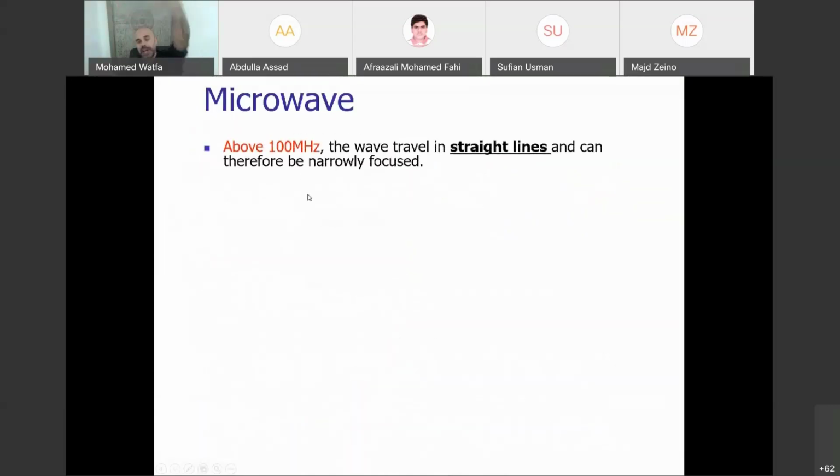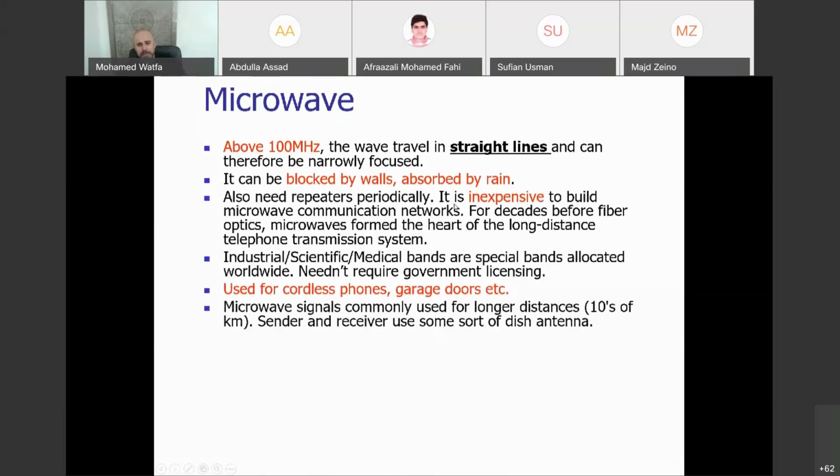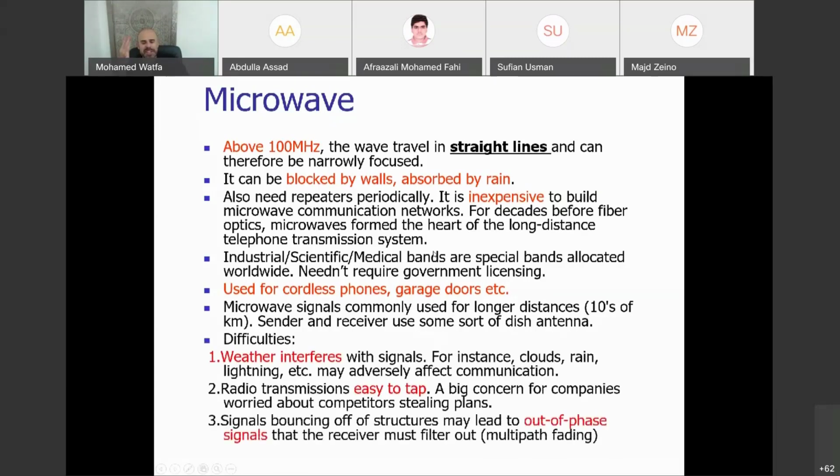So microwave is typically an upgrade of radio waves. As you see, it travels in a straight line because it's a high frequency radio wave. It's blocked by walls, absorbed by rain. It's inexpensive to build a microwave communication network. Typically phones, garage doors, most of these use microwaves to send and receive. Again, weather interference, easy taps. Signals could be bounced off structures, as I said, because they become out of phase. So think of microwave as an upgrade to radio waves, but with higher frequencies.